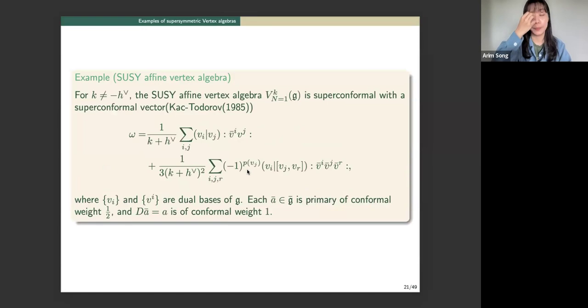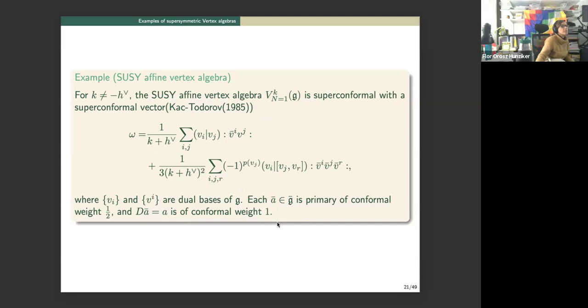Next, before we move on, this supersymmetric affine vertex algebra is actually superconformal for non-critical level. The formula for this superconformal vector is explicitly known by Kac and Todorov, and it's written like this for a dual basis of G. With respect to the superconformal vector, every A bar is primary of conformal weight 1/2, and D of A bar, which is simply A, is not necessarily primary, but is of conformal weight 1.